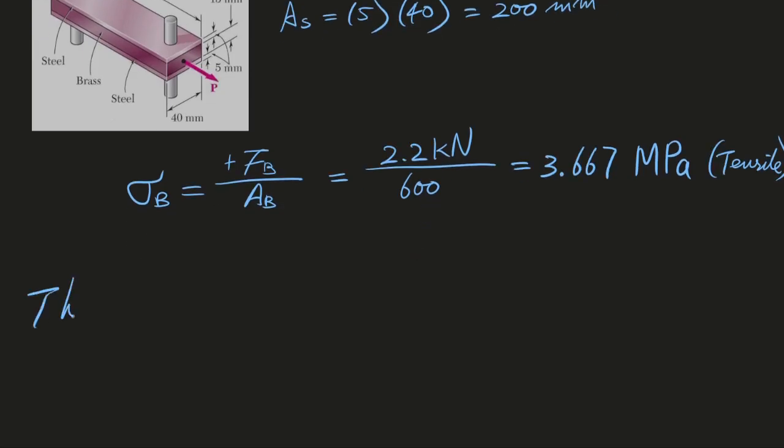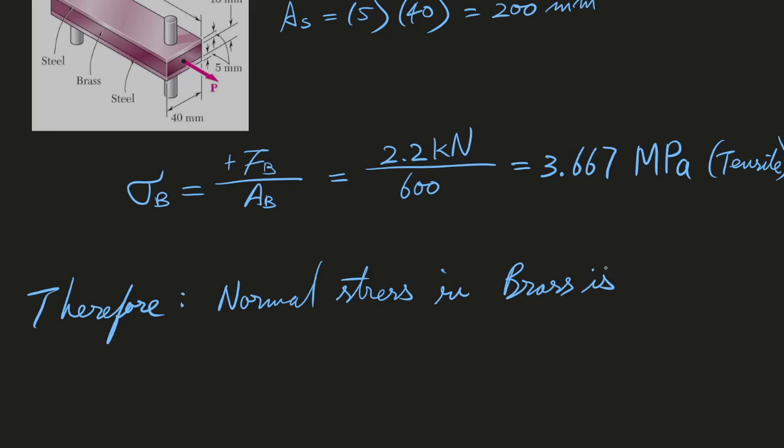And therefore, normal stress in brass is 3.667 megapascal, bracket tensile.